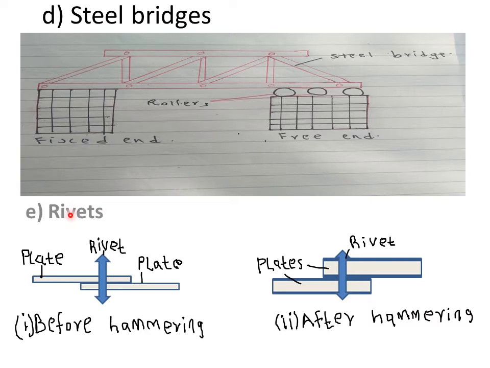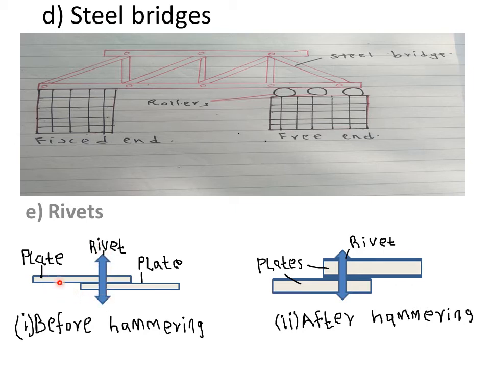Then we also look at another application which involves rivets. Rivets are usually used to fix thick metals, for example in ships, to join them together. Before the rivet is put into use, we usually heat the rivet. You heat the rivet red hot. Remember, the rivet is made of a material which can expand and contract.